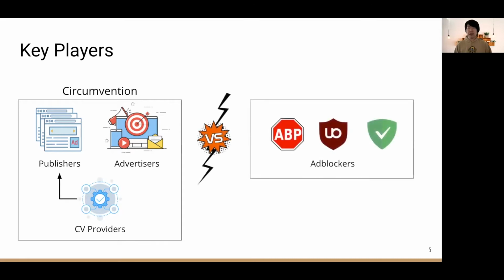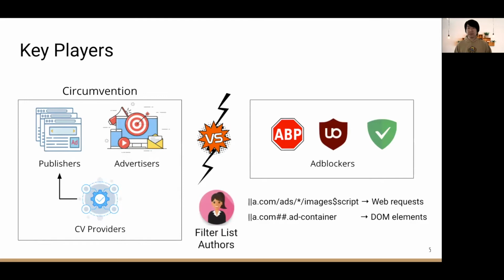On the other side are ad blockers, who utilize filter rules to block ads and tracking. Now, filter rules are basically patterns that can match with web requests to block them, or match with DOM elements on the page to hide ad elements. And these filter rules are maintained by filter list authors. To combat circumvention, ad blockers utilize advanced filter rules, and we call this anti-circumvention.